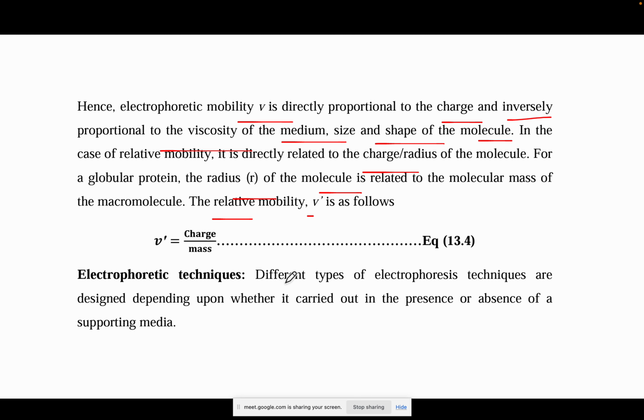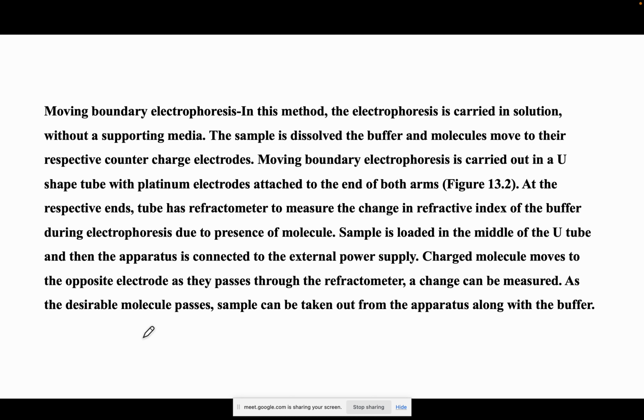Different types of electrophoresis techniques are designed depending on whether they are carried out in the presence or absence of supporting media. While performing different electrophoretic techniques, you may use supporting media, or you may not. Based on that, there are two types. One is moving boundary electrophoresis. What is this? In this method, the electrophoresis is carried out in solution without a supporting media. The sample is dissolved in the buffer and molecules move to their respective counter-charged electrodes.